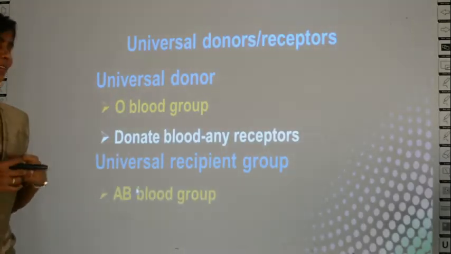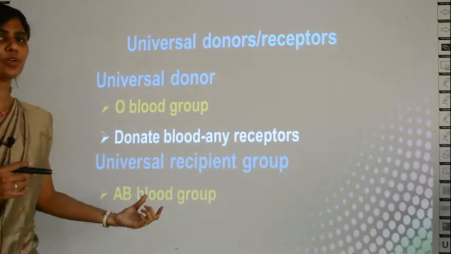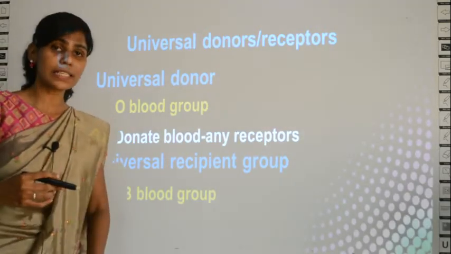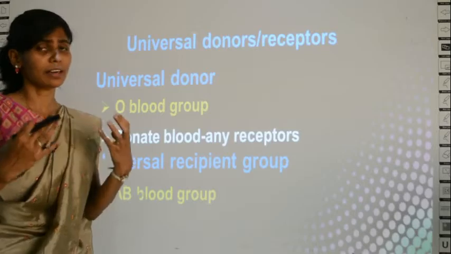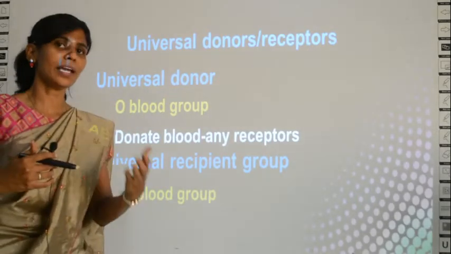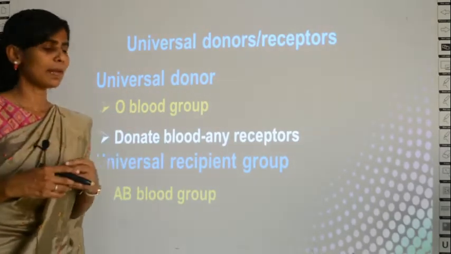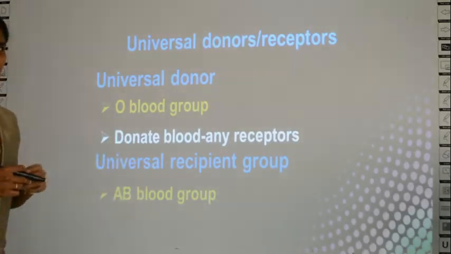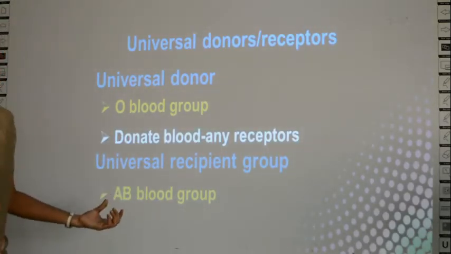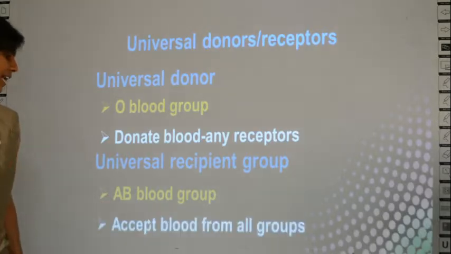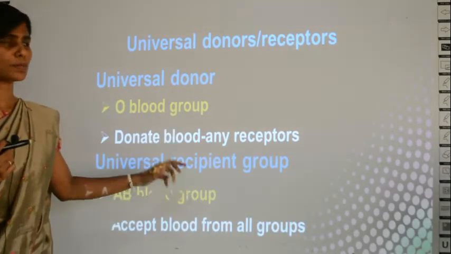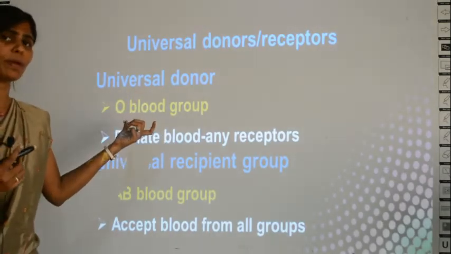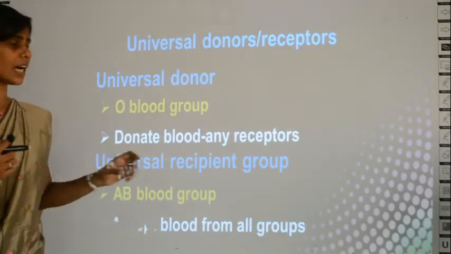Who is a universal recipient? AB blood group people are universal recipients. They can accept any type of blood group, either A, B, O or AB. These universal recipient group, that is AB blood group people, can accept. So they are called the recipient group. So universal donors are O blood group people and universal recipients are AB blood group people.